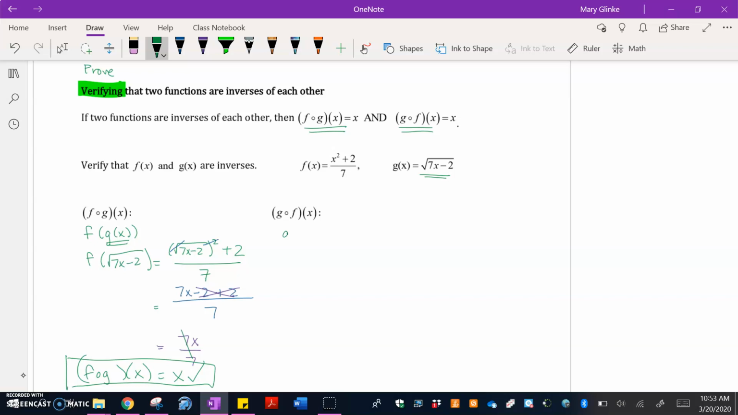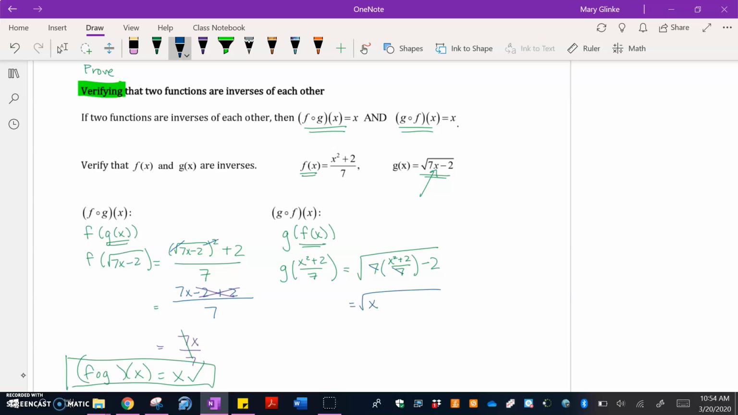So now let's try the next one, g of f of x. The same thing is supposed to happen. So we're going to take f of x, and that is x squared plus 2 over 7. And we're going to use that as our input for x in g of x. So we have the square root of 7 times, our input is x squared plus 2 over 7, and then minus 2. So the first thing that cancels out or undoes each other is the 7 divided by 7.